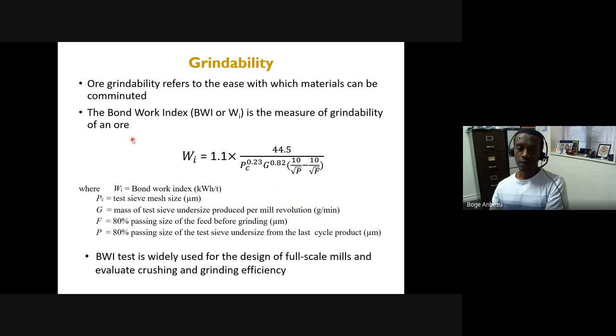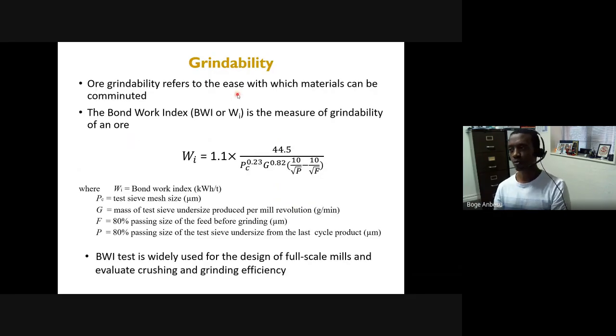Okay, now by now you guys should be very familiar with this. What I want you to know here is that grindability doesn't mean hardness. It just means the ease of grinding the ore. Grindability simply tells you how easy or how difficult it is to grind the ore, and usually that is between two ranges, between the feed size and the final product size.